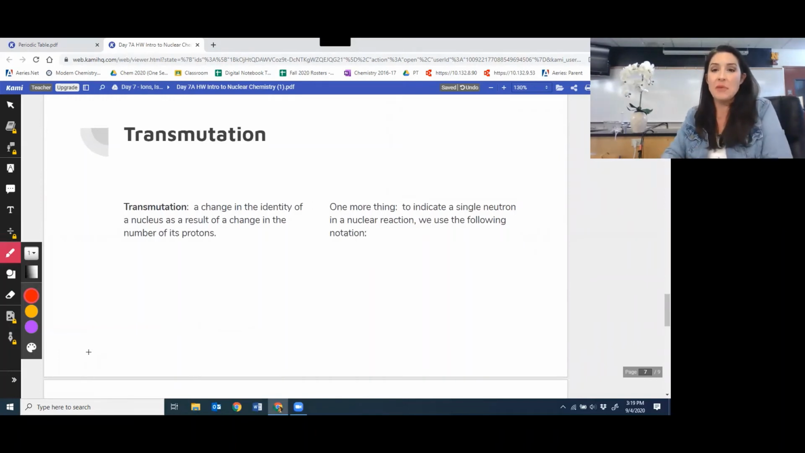protons. And like I was saying earlier, to indicate a single neutron all by itself in a nuclear reaction, we use the following nuclide notation: lowercase n for the neutron, 0 protons in a neutron, and 1 neutron plus 0 protons equals 1, your mass number up top. So now we're going to use these neutrons all on their own to try to balance some chemical reactions. And this is a skill that you'll want to learn how to do on your own.